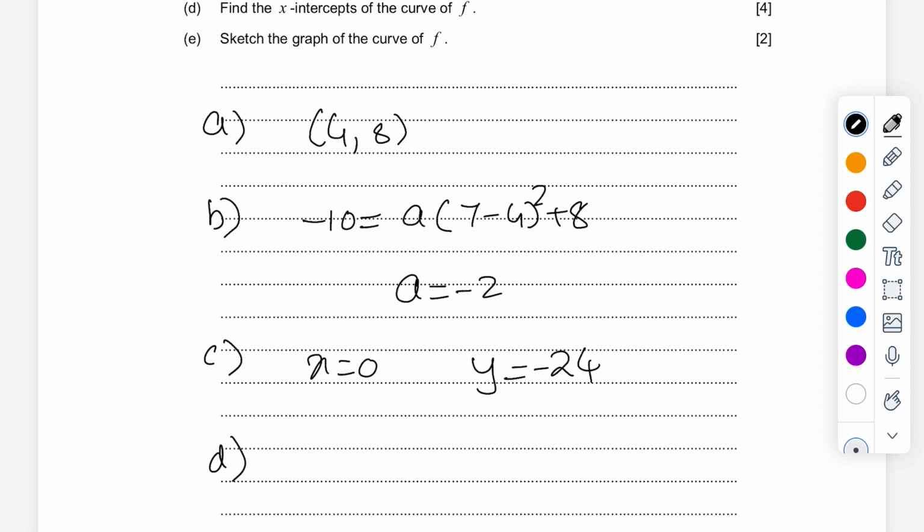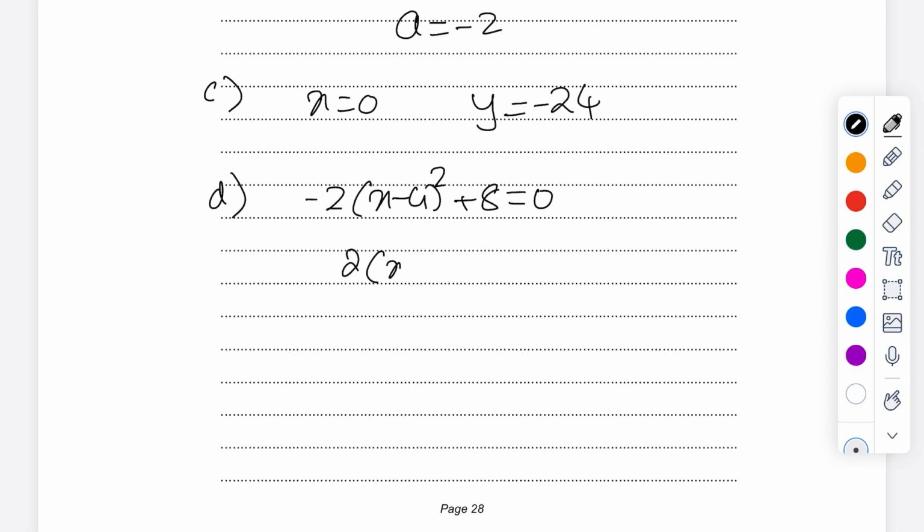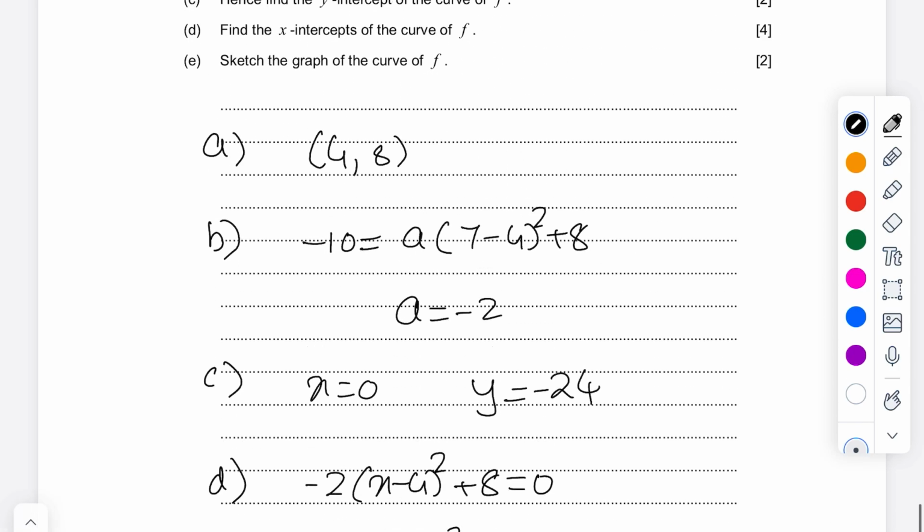Find the x-intercepts of the curve. So minus 2 of (x minus 4) whole square plus 8 equals 0. So 2 of (x minus 4) whole square equals 8. (X minus 4) whole square equals 4. X minus 4 equals plus or minus 2. So x equals 6 or x equals 2.